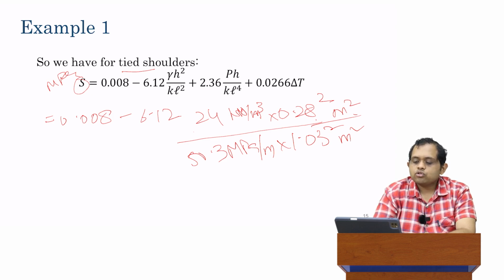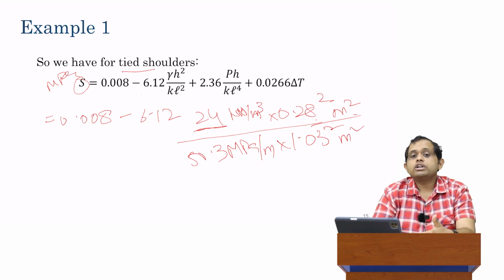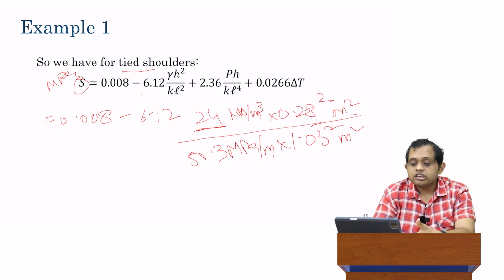Do not use 24,000 Newton per cubic meter. In Westergaard's theory, I had said you need to be unit consistent. For IRC 58, I'm telling you, you need to use the units prescribed or specified for the regression, because these coefficients are not unitless. They have a unit, and therefore you have to be careful in terms of what units you're using for the final answer.